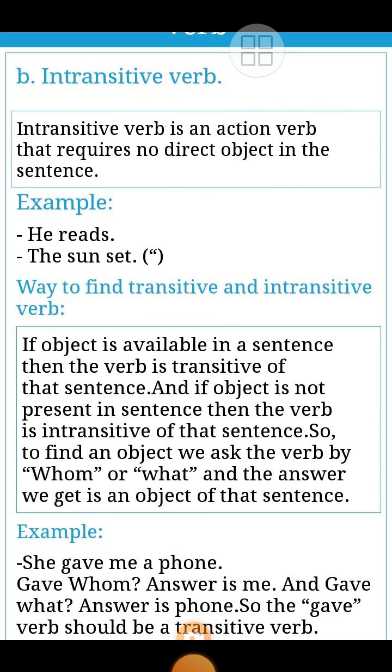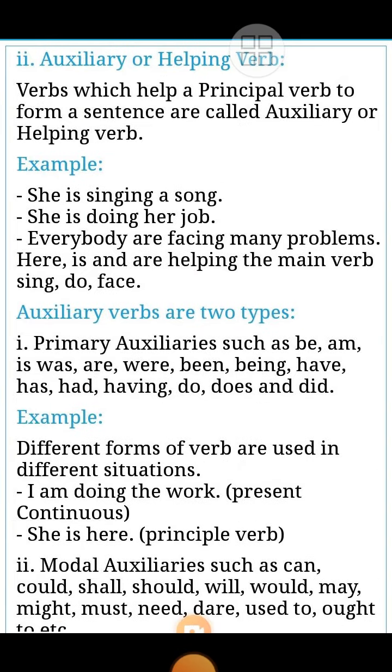Way to find transitive and intransitive verb. If an object is available in a sentence, then the verb is transitive in that sentence, and if an object is not present in the sentence, then the verb is intransitive. So to find an object, we ask the verb 'whom' or 'what', and the answer we get is the object of that sentence. Example: she gave me a phone. Gave whom? The answer is me. Gave what? The answer is phone. So that gave verb is a transitive verb.